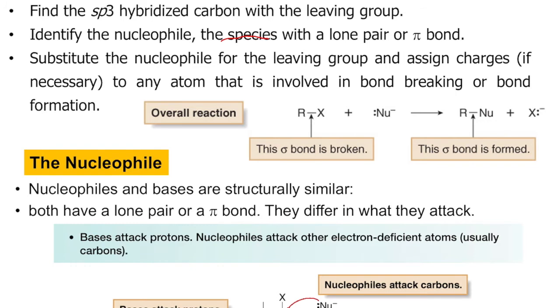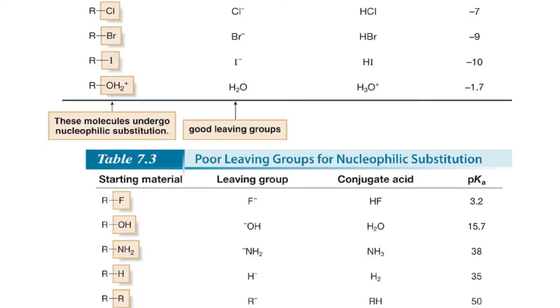Nucleophiles and bases are structurally similar, because a nucleophile is a base by definition. Both have a lone pair of electrons or a pi bond or a negative charge. They are different in their attack. A base will attack the hydrogen, a nucleophile will attack the carbocation.